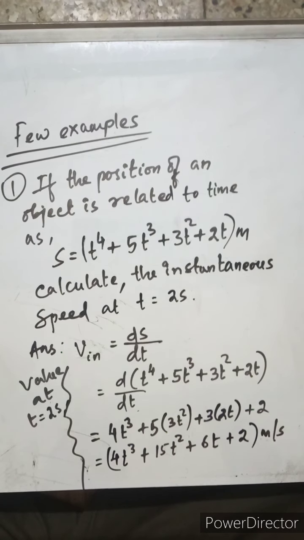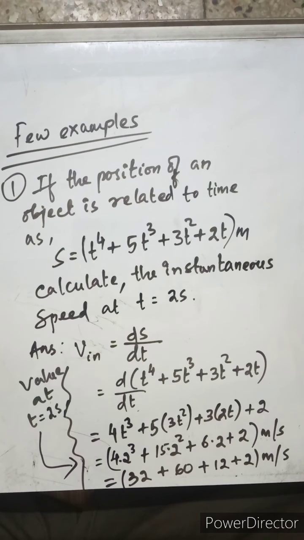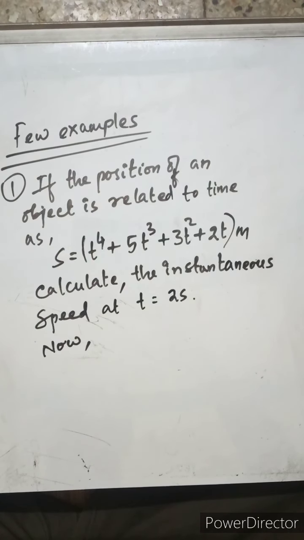Now this is the expression for instantaneous speed. Now what is the value at t is equal to 2 seconds? We simply substitute t with 2. So 4 into 2 cube, that is equal to 32. 15 into the square of 2 is 60. 6 multiplied with 2 is 12, and the 2 that was constant remains as such. So the total comes out to be 106 meters per second. So this is a simple example.